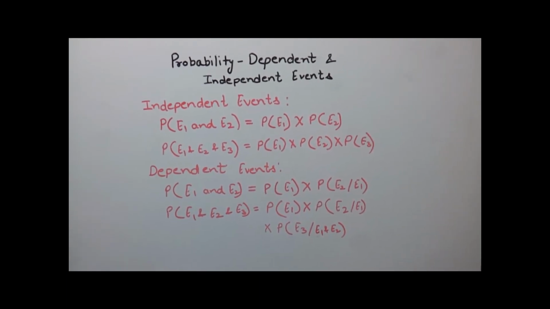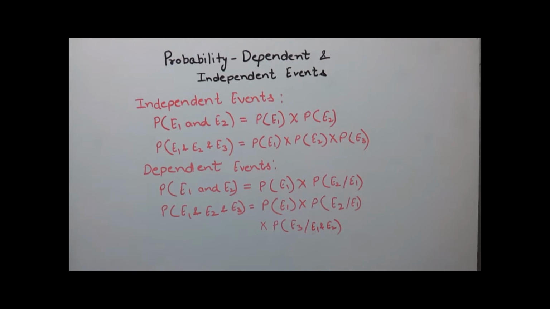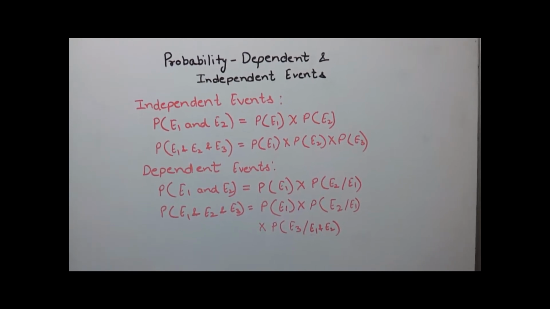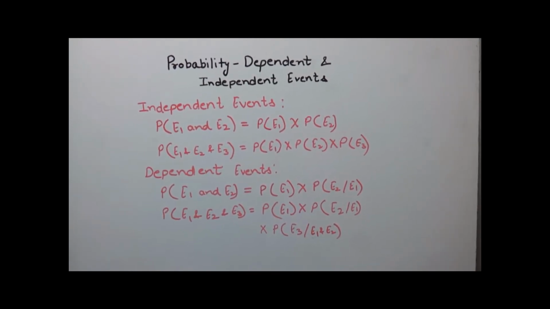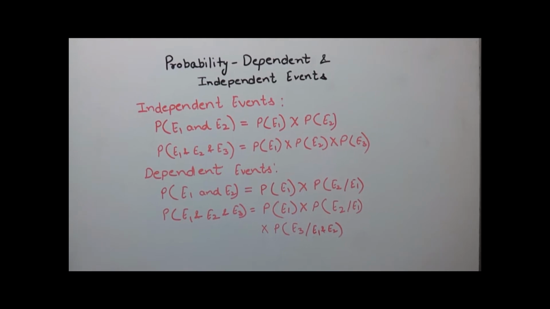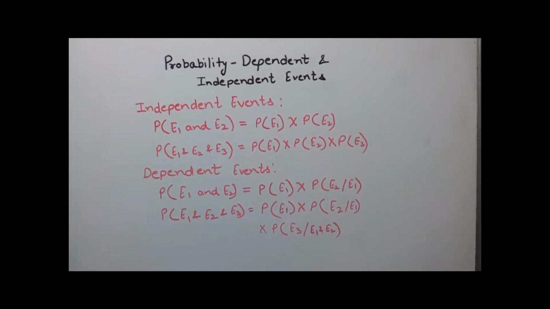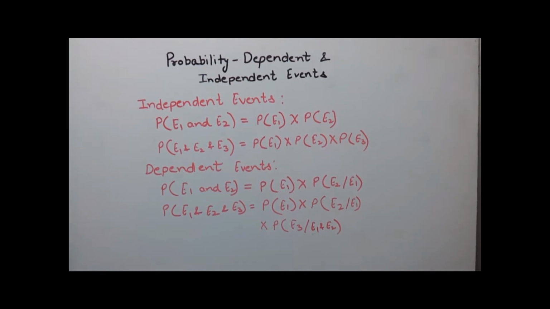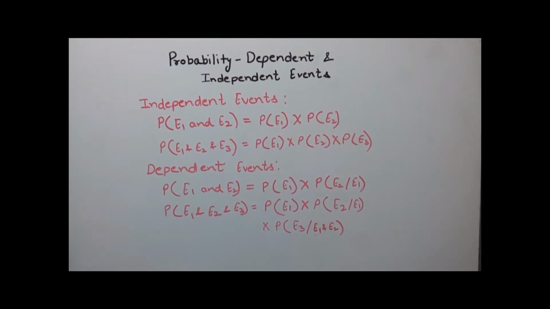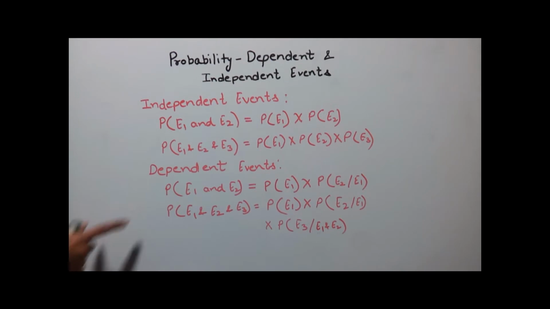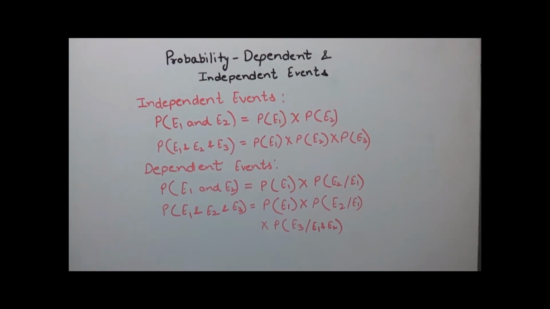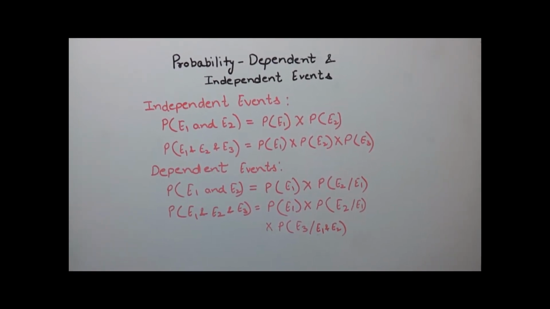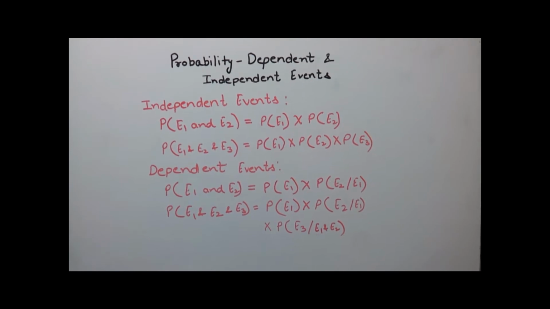Today we would be discussing further in our probability series. Today we would be discussing dependent and independent events in detail. Independent events are those whose occurrence and non-occurrence does not affect the occurrence of another event, whereas dependent events are those whose occurrence and non-occurrence affect the occurrence of another event.